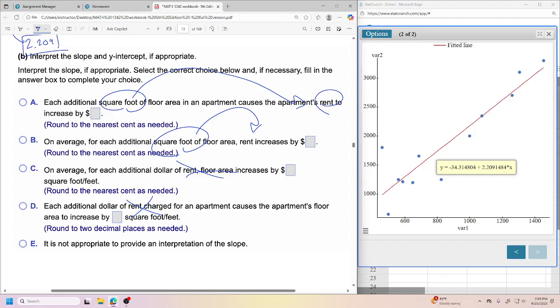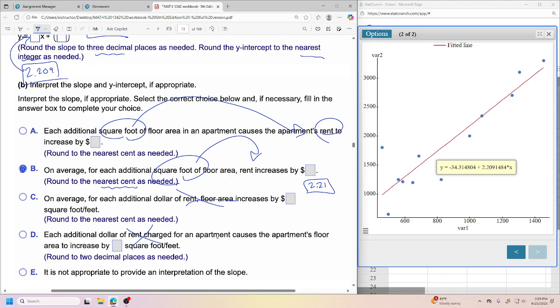So let me tell you what we're going to do. It's actually B. And you put in the slope here, 2.21. Yep, because now it was 3 decimals, and now it's 2 decimals.